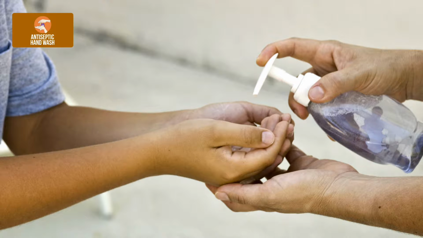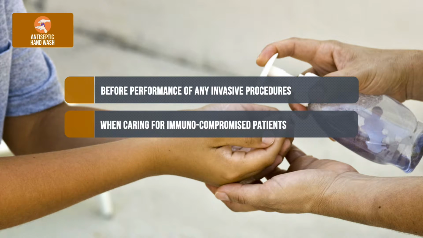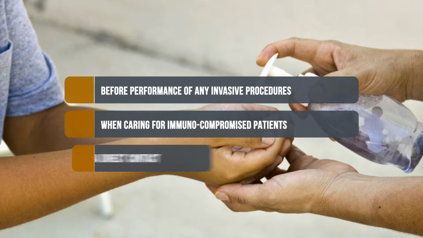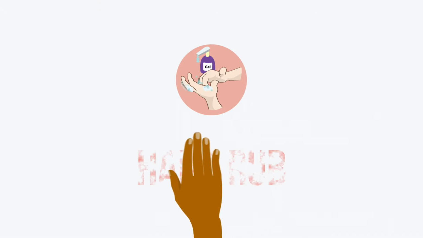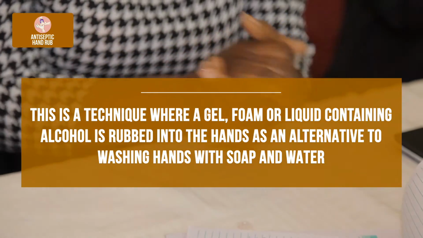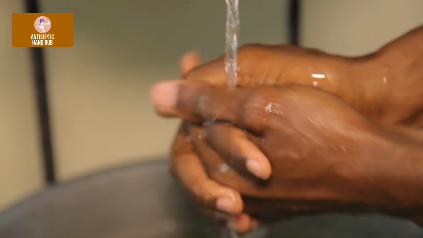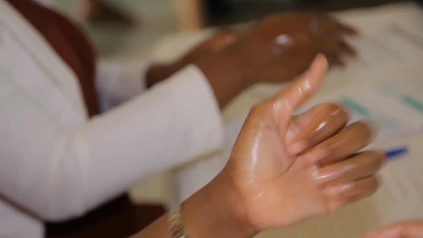Antiseptic hand wash must be used under the following circumstances: before performance of any invasive procedures, when caring for immunocompromised patients such as premature infants or HIV patients, when leaving the room of patients with diseases spread via direct contact. The antiseptic hand rub is a technique where a gel, foam, or liquid containing alcohol is rubbed into the hands as an alternative to washing hands with soap and water. To ensure that the hands are safe and clean, rub the solution vigorously into the hands until hands are dry.